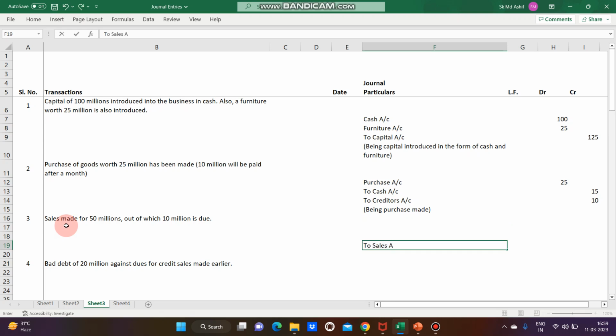for 50, and you are getting cash in return. So there's an increase in asset. So cash will be debited here, but that will be for 40. The balance 10 is due. So since you will be receiving this money in future, it is an asset for you. So you have to record the balance amount.